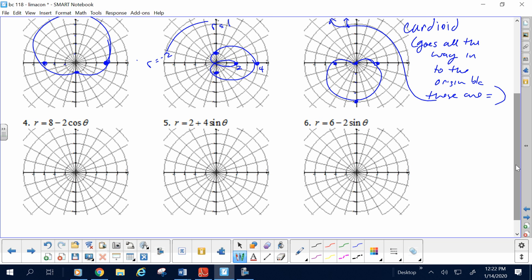When you get a positive or negative in there, sometimes you'll get a little flipping. The third one, r equals 2 minus 2 cosine theta, or sine theta. I see how it's considered.